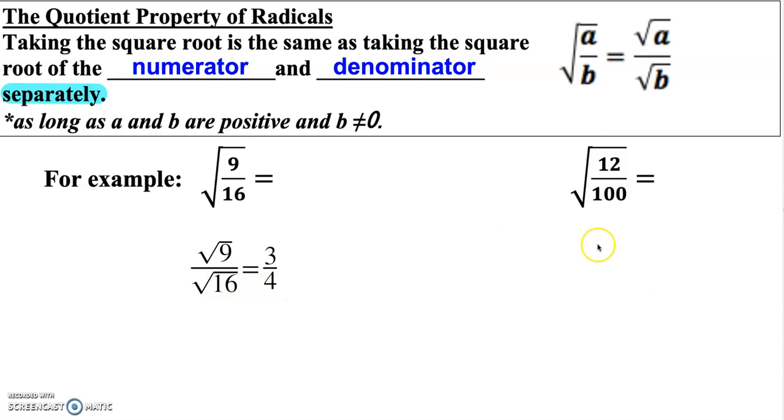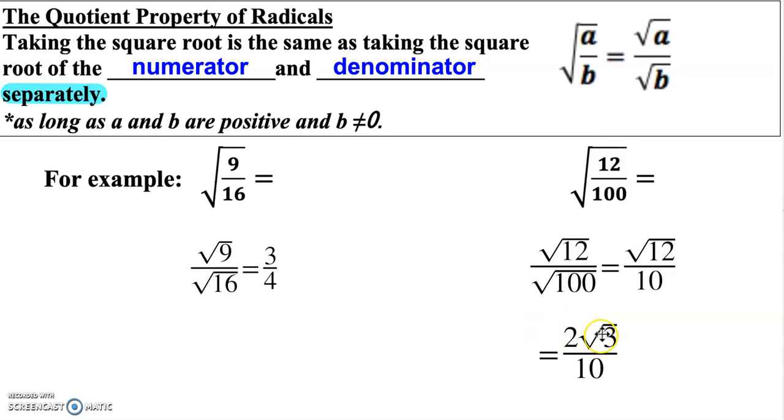over 4. So next I have the square root of 12 over 100, which will become the square root of 12 over the square root of 100. Notice how I'm just taking the square root of the top and the square root of the bottom. So now this becomes the square root of 12 over 10. But now I can simplify the square root of 12. I'm not done. So I have to keep simplifying until I can't simplify anymore. So the square root of 12 becomes 2 root 3, and I have over 10.